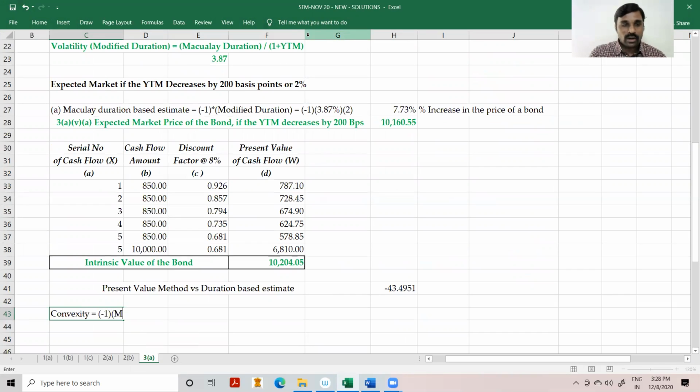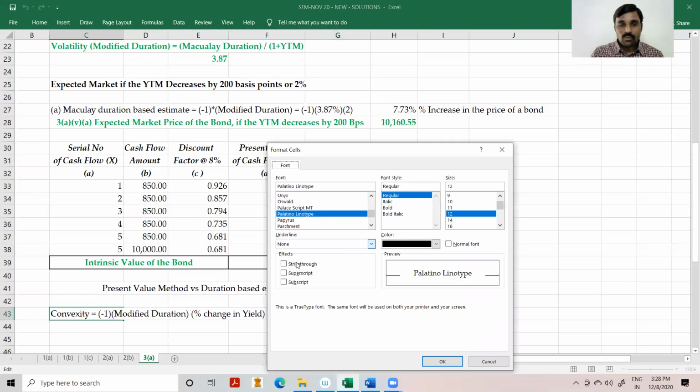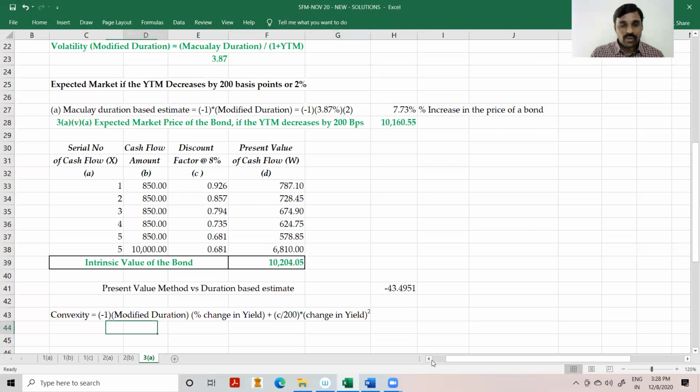So therefore, the estimate is equal to minus 1 into modified duration into change in yield, plus convexity divided by 200 into change in yield whole square. Okay? This is not 2, this is square. Whole square. This is the formula as per the convexity estimate. Now based on that we'll calculate how much price.